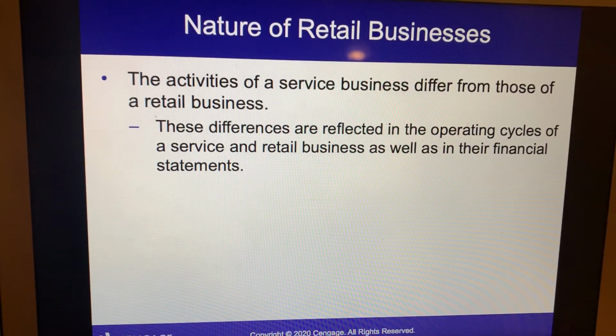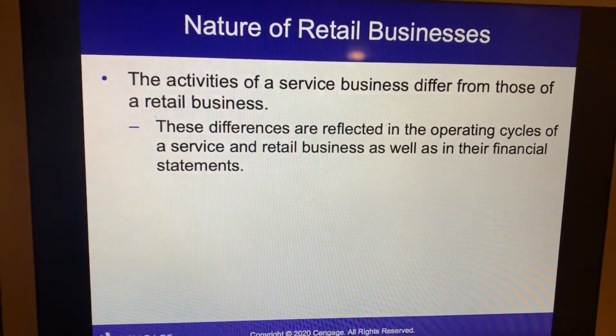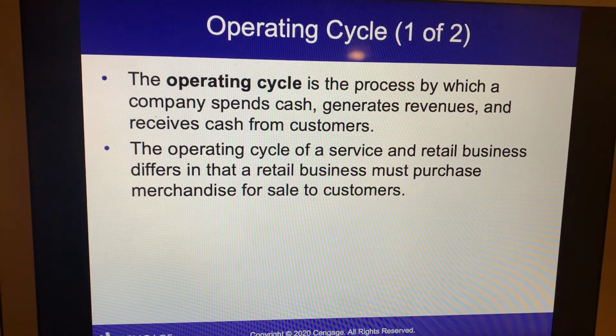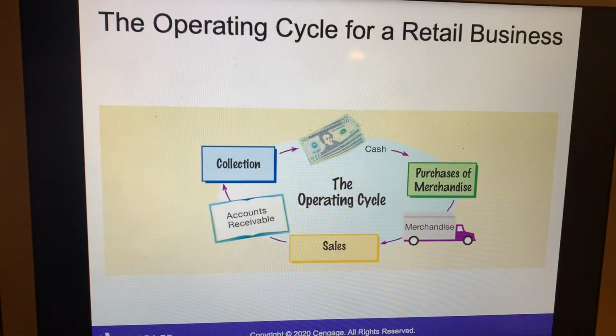Nature of retail businesses. The activities of a service business differ from those of a retail business. These differences are reflected in the operating cycle of a service and retail business, as well as in their financial statements. The operating cycle is a process in which a company spends cash, generates revenues, and receives cash from customers. The operating cycle of a service and retail business differs in that a retail business must purchase merchandise for sale to customers. So here's the cycle.